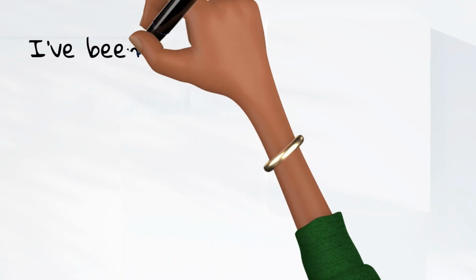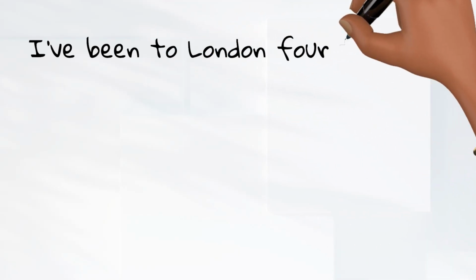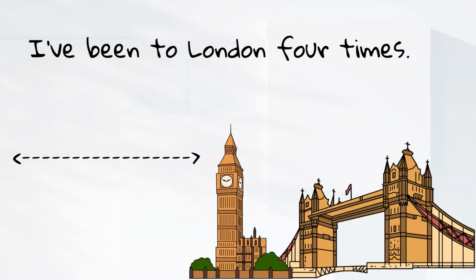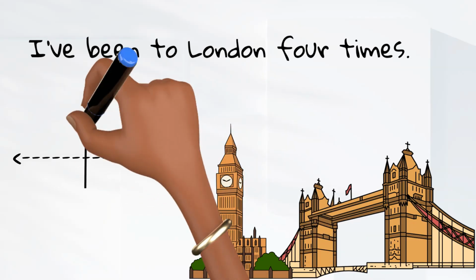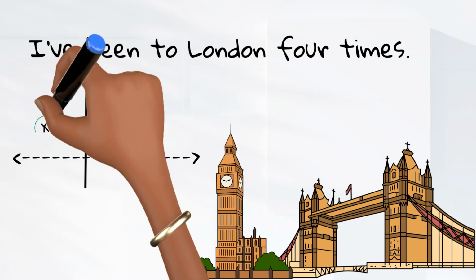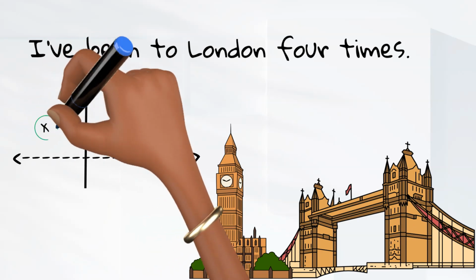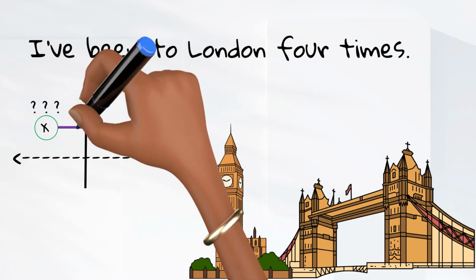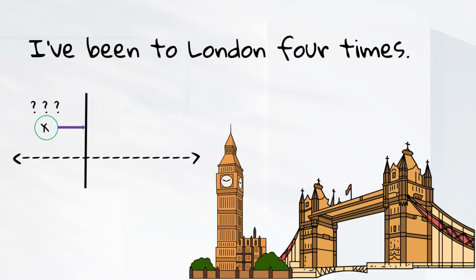For instance, something that's happened in the past, but we don't say when. I've been to London 4 times. Yeah, I don't say when, I just say I've been there 4 times. And the connection with the present is, well, I'm telling you about it now, and it's part of my experience. I've done this, I've been there, I've been to London 4 times.